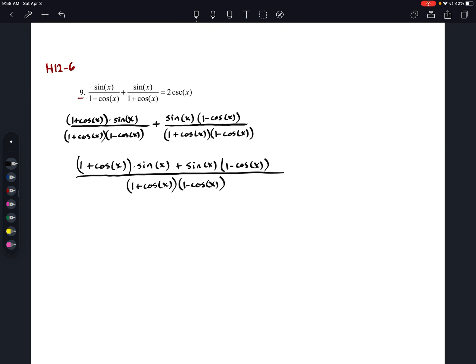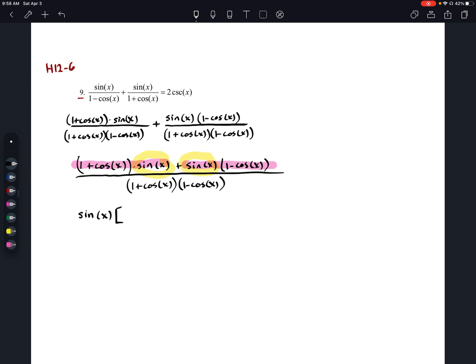All right, so what does this do for us? Let's see. If you're not sure what to do, remember we can't cancel out the 1 plus cosines of x's and the 1 minus cosines of x's. That's not going to work. But let's see here. We've got two terms on the top, right? So we have this term and we have this term. We have a common factor, they both have a sine of x in there. So we could factor out that sine of x.